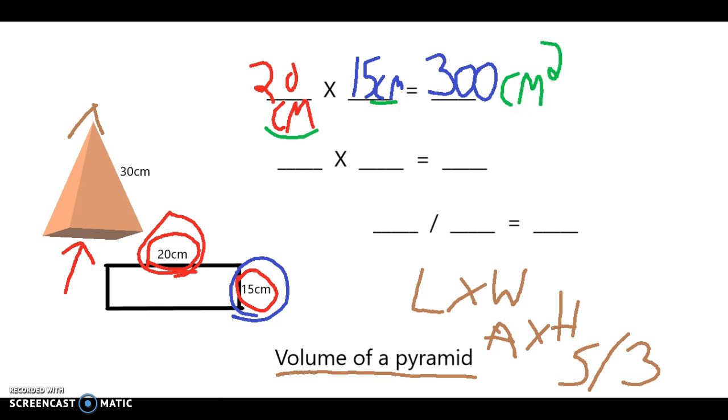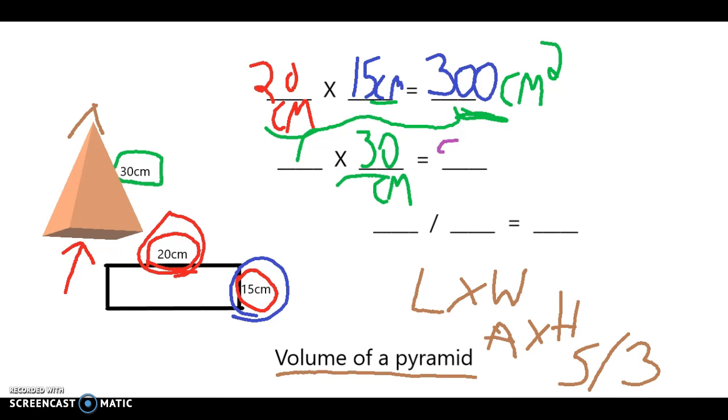Alright? Now, we're going to bring this answer down here. So, 300. We're going to multiply it by the height, which is right here. Okay? Which is 30 centimeters. Alright? So, what we're doing here is 300 multiplied by 30. And that comes out to 9,000.